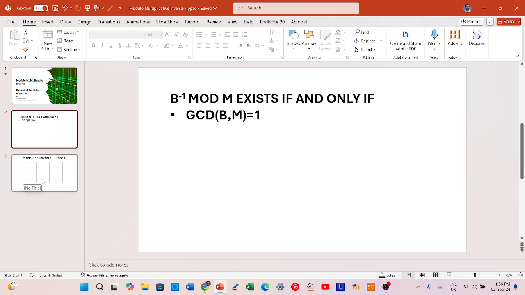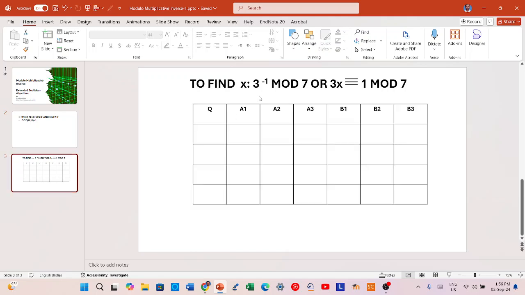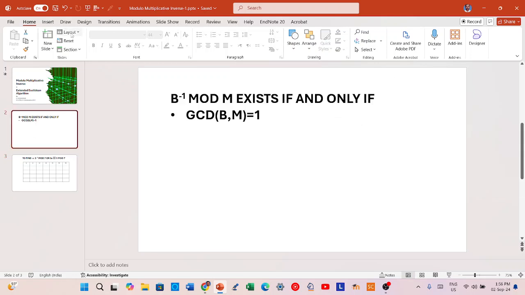So let us compute some examples. Let's see with an example. So 3 inverse mod 7, 3x is congruent to 1 mod 7. So before that, what is multiplicative inverse?